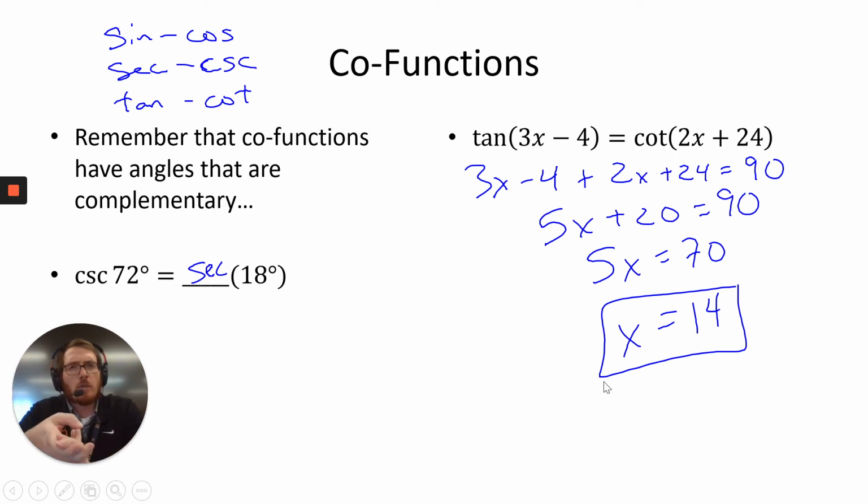There could be two styles of questions on that. One could be solve for x. The other could be figure out what the angles are, so you'd have to plug x back into the expressions to be able to find that answer. But remember, sine and cosine are cofunctions, secant and cosecant, tangent and cotangent. That's why they're named the way they are, and their angles add up to 90 degrees.